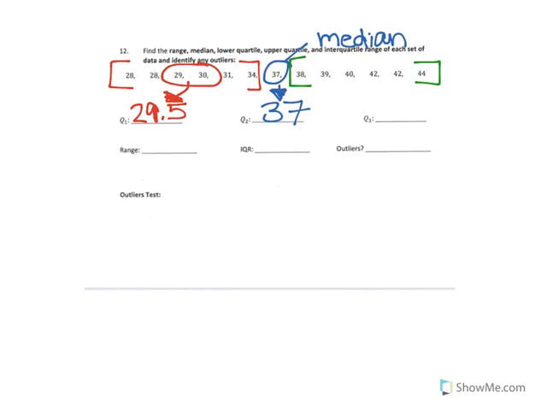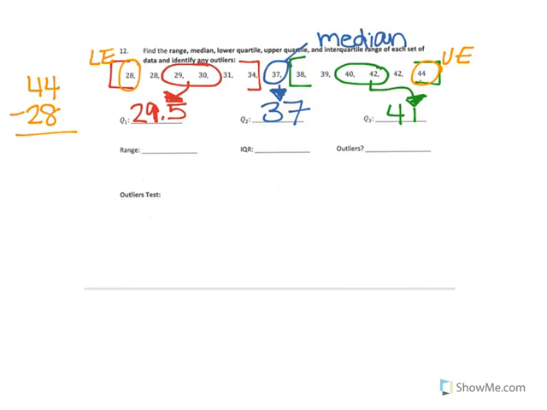And for Q3, the middle number over here, we can also use logic because the middle number between 40 and 42 is 41. So we have all of our quartiles so far. Now to find the range is always going to take our largest number, our upper extreme, 44, and subtract our lower extreme, the smallest number in our list, 28. And we should get 16 is our range.